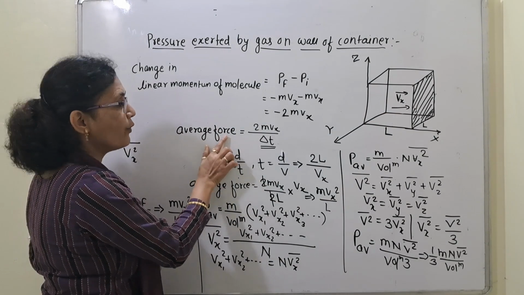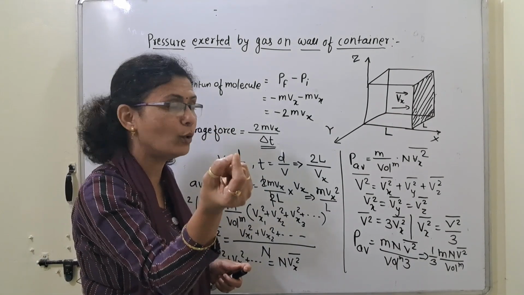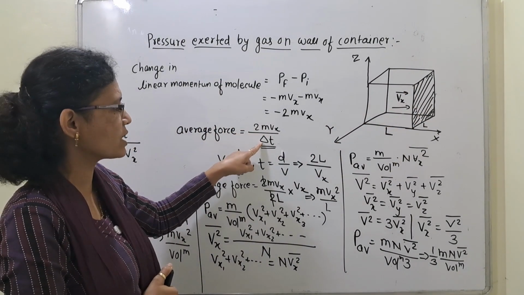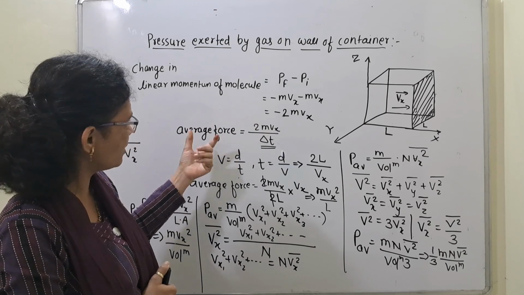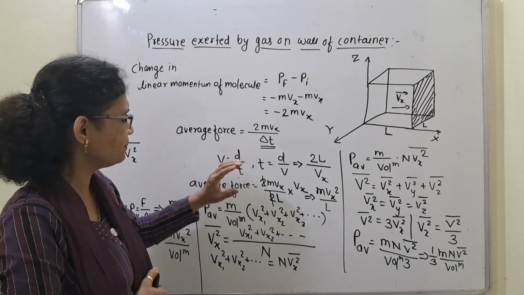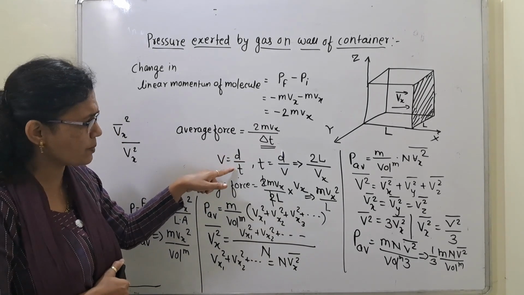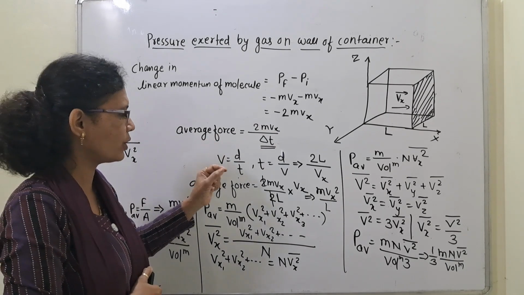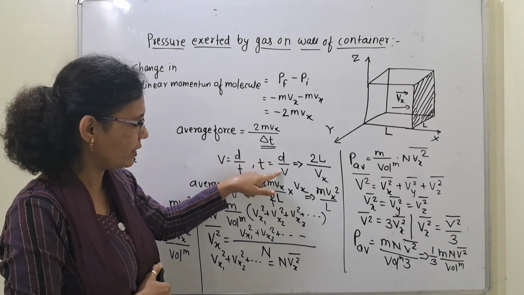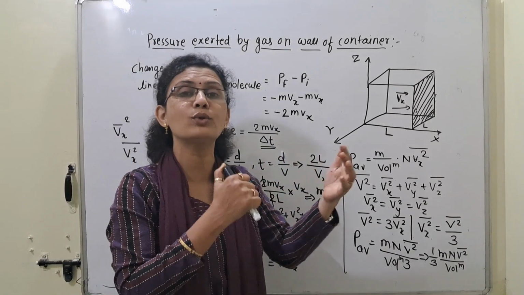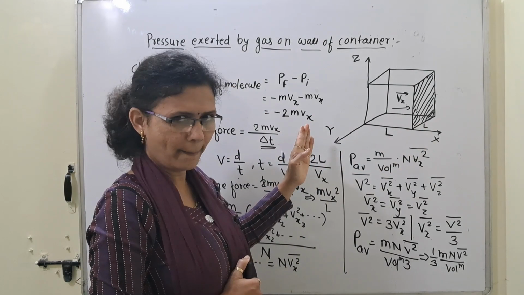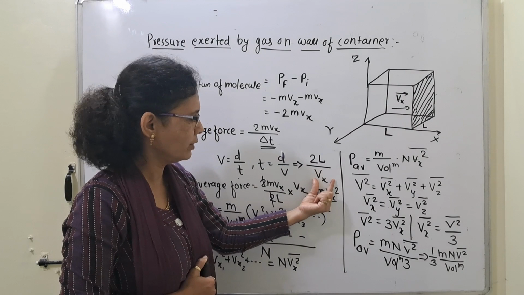We have to find the average force exerted by one molecule on this shaded wall of the container. Therefore, it is 2mvx by delta t. Rate of change of momentum is nothing but the force. Therefore, change in momentum upon time. We know velocity is equal to displacement upon time. Therefore, t is equal to D by V. But what is the distance covered by the molecule in two successive collisions? It is L plus L, that will be 2L upon Vx.